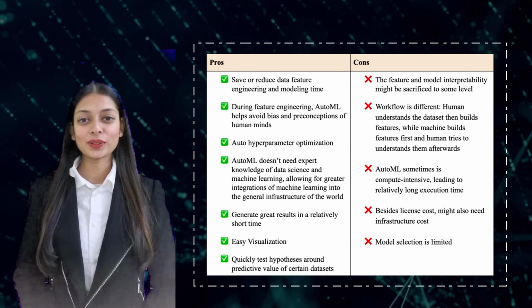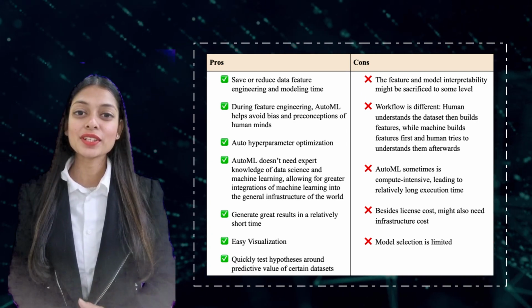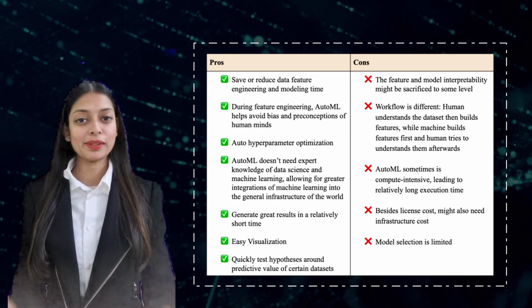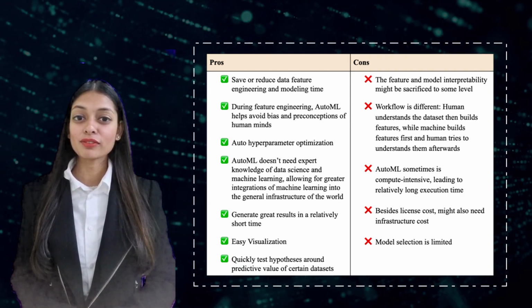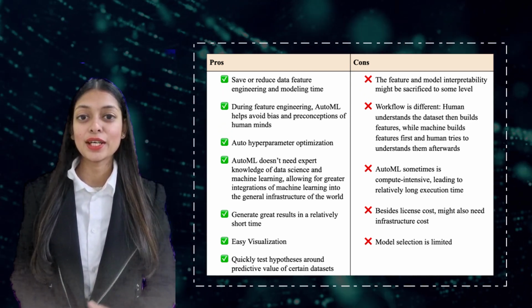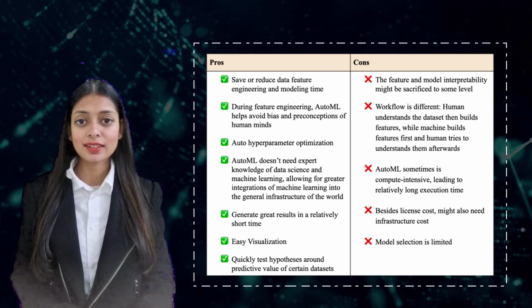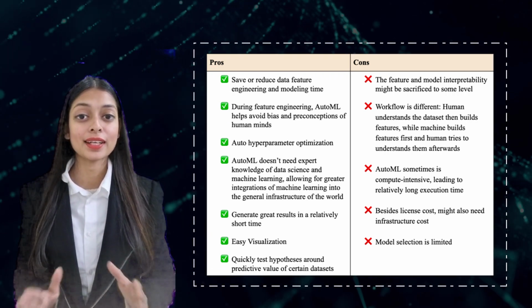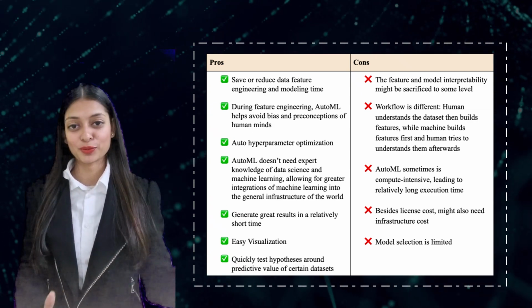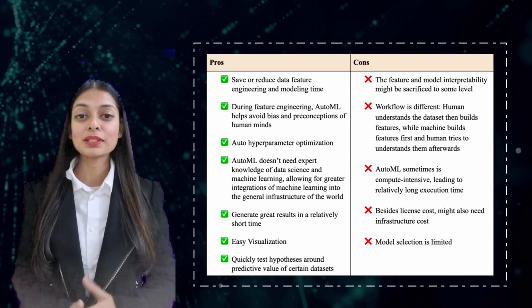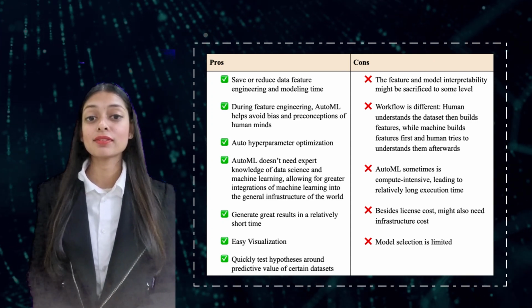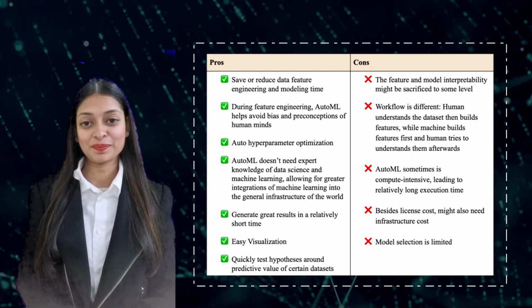Now let's see the cons. The feature and model interpretability might be sacrificed to some level. Workflow is different. Human understands the dataset, then builds features, while machine builds features first and human tries to understand them afterwards. AutoML sometimes is compute intensive, leading to relatively long execution time.